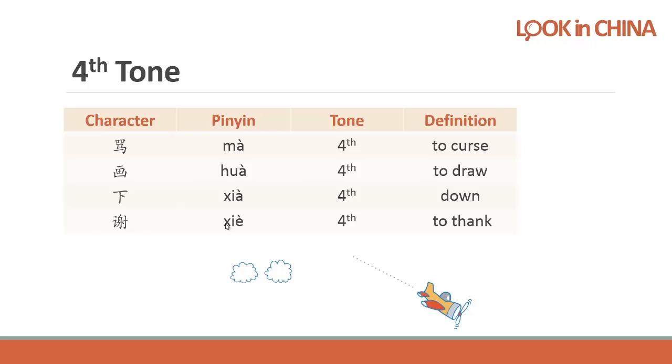Ma. Imagine when you're a teenager and your parents came to nag you, you'd probably get really frustrated and annoyed, and then you would say, "What?" And that's exactly the quickly falling tone we're looking at here. What? Ma.